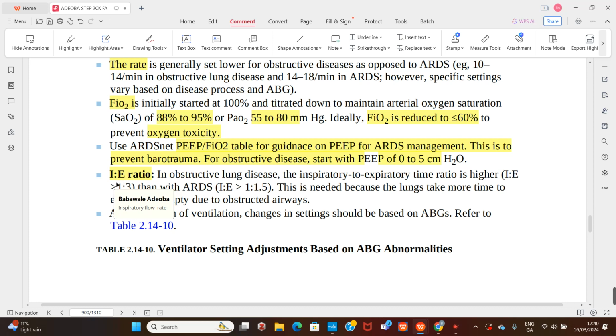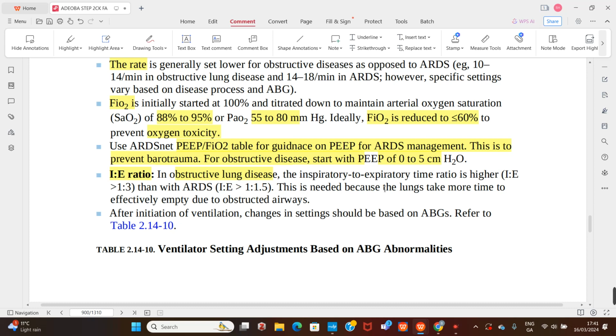There's something we call the inspiratory-expiratory ratio. You can also make some settings on the mechanical ventilator that influence the inspiratory-expiratory ratio. What is the value that we want to achieve in somebody with obstructive lung disease? Do you want to make the expiratory time longer or shorter in obstructive lung disease? You want to make it longer. Exactly. Yeah, so the obstructive airway.